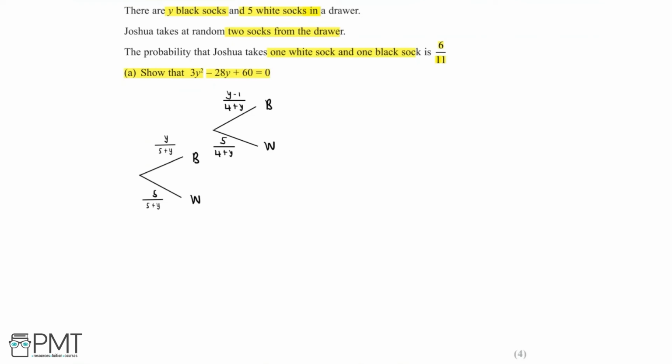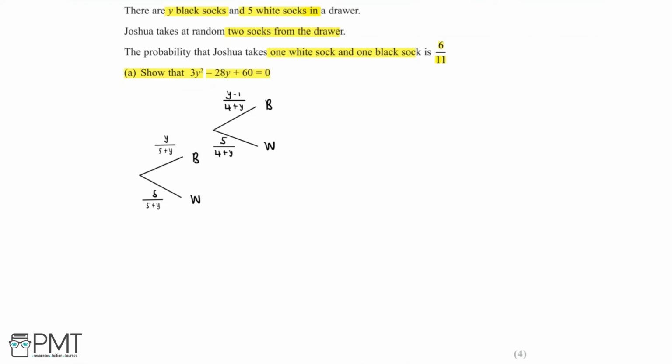If Joshua takes a white sock on his first go, we're still removing 1 sock from the draw, and so the new total number of socks will still be 5 plus y, take away 1, which will be 4 plus y. And so our denominator will still be 4 plus y.